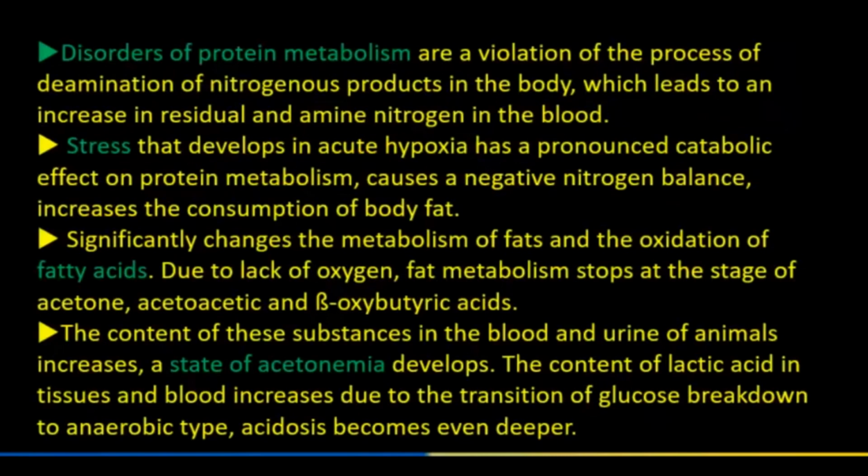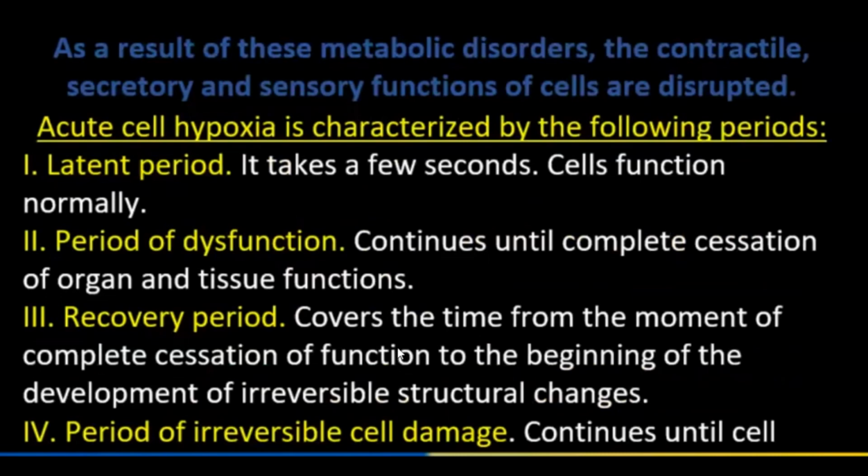Disorders of protein metabolism are a violation of the process of elimination of nitrogenous products from the body, fatty acids, and a state of acetonemia. These are two very important points in this variant. As a result of these metabolic disorders, the contractile, secretory, and sensory functions of cells are disturbed.